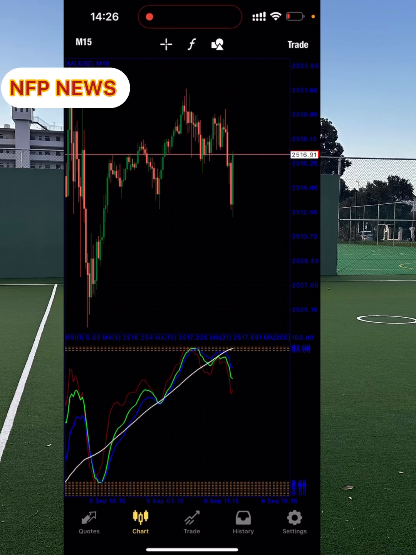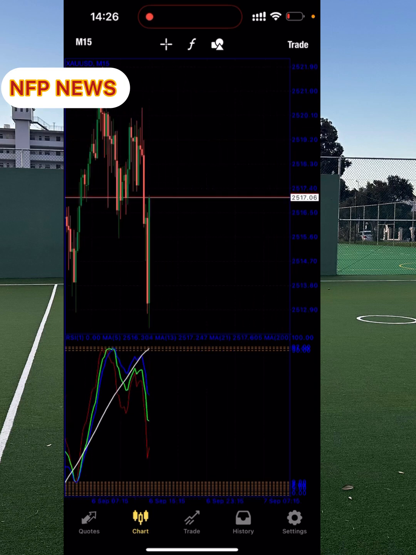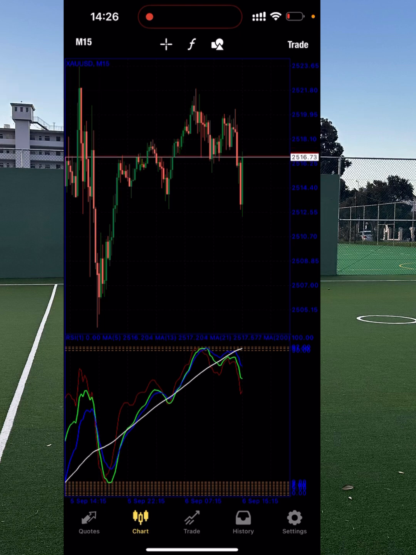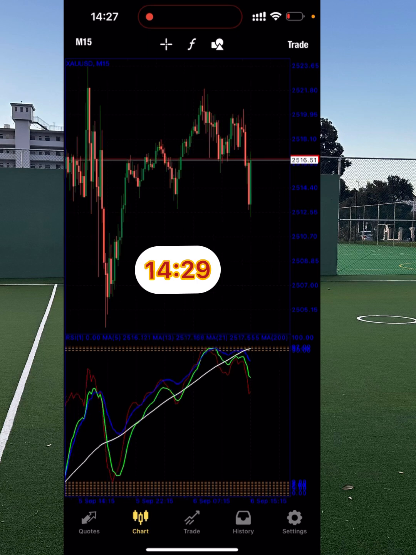So today we're gonna trade NFP news, and as you can see, guys, we only have 4 minutes left in order to trade the NFP news. As we speak, I'm gonna start placing my trades at 29 minutes past 2. You know what I'm saying?